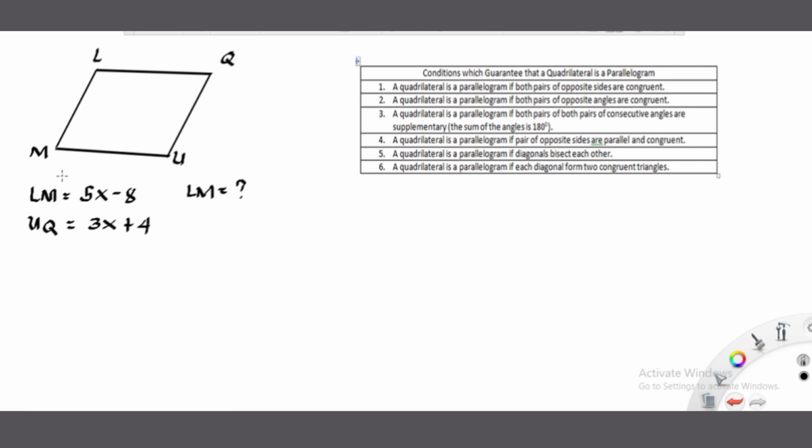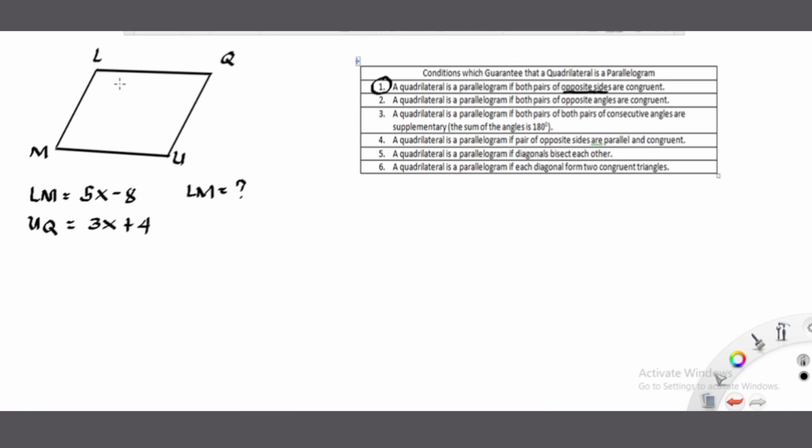So, since ang given natin ay sides, LM and UQ, hanapin natin ang relationship nila sa isa't isa. Ano bang relationship ng LM at saka ng QU? So, if you notice, LM and QU are opposite sides. Okay? So, they are opposite sides. So, alin sa mga conditions na ito ang may binanggit about opposite sides? That is condition number 1. Ano nga ang sinasabi sa condition number 1? A quadrilateral is a parallelogram if both pairs of opposite sides are congruent.